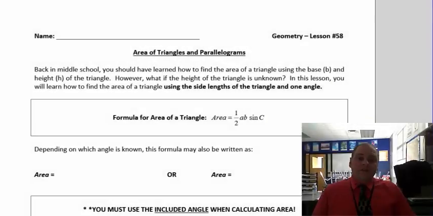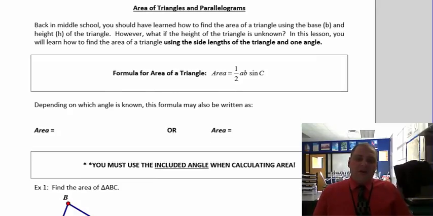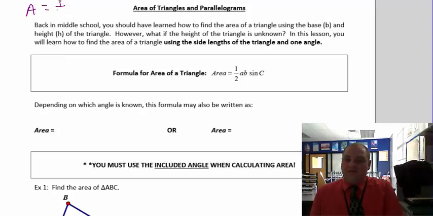All right, now in this lesson, we are going to be doing area of a triangle and area of a parallelogram. Basically, area of a triangle, and then because two triangles make a parallelogram, it's going to apply to parallelograms as well. All right, so we have a formula now for the area of a triangle. You guys are used to 1/2 base times height, right? Back in middle school, you would have learned area equals 1/2 BH, or base times height divided by 2.